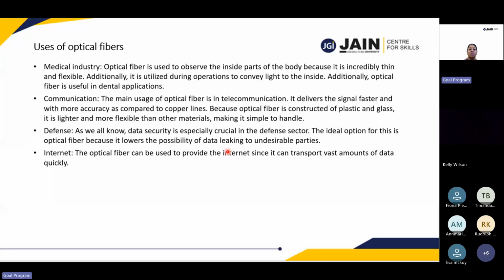So with fiber optic cables, it is not very easy to do that because data leaking is very low. High security has been provided to these cables, because of which unauthorized users or undesirable parties cannot peep into the communication between two parties, and cannot compromise the data of the transmissions going on through these fiber optic cables between the receiver and the sender. And we are using it for the internet also. In the worldwide internet, the www, fiber optic cables can be used to provide the internet since they can transport a vast amount of data very quickly.